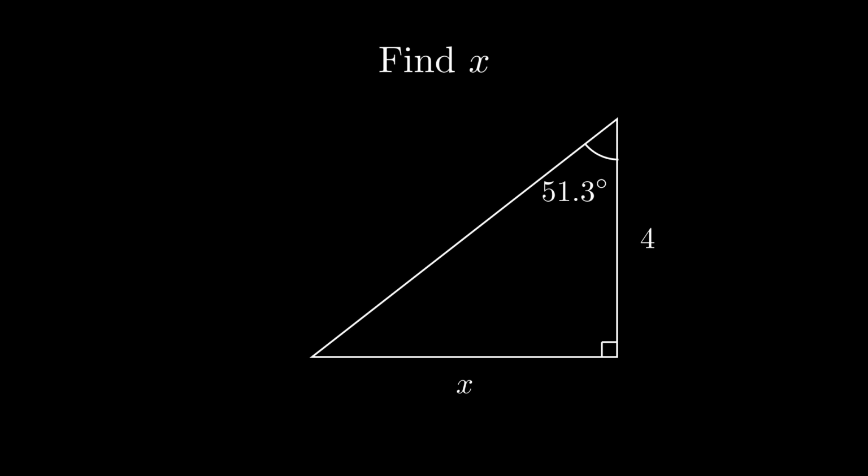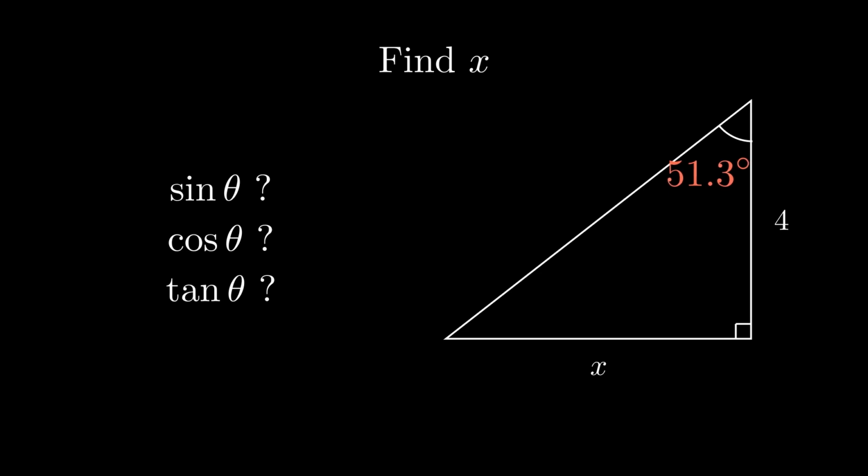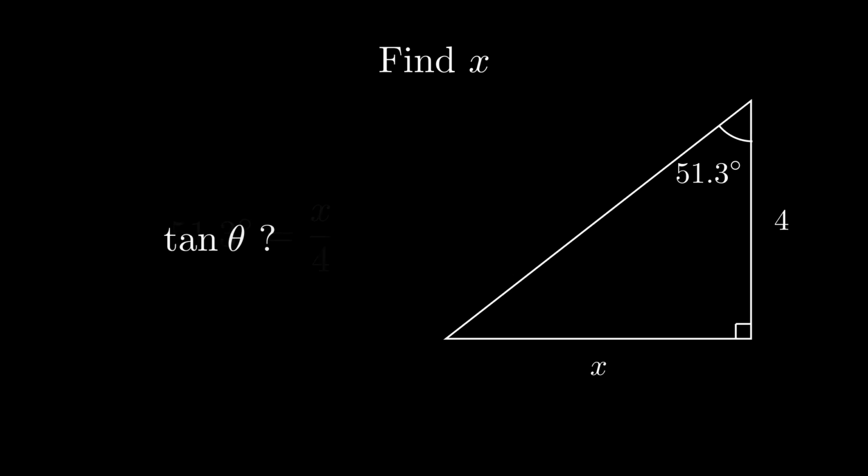For this second triangle, let's try to find the value of x. Pause the video and try for yourself first. First, for a problem like this, you must determine which trig function to use. Using the known angle, we notice that sine or cosine would not work here, as it would either introduce a new variable or not include the variable you're finding at all. Thus, we use tangent here. Using SOH CAH TOA, we know that tangent 51.3 degrees is x over 4. Isolating for x, we get 4 tangent 51.3 degrees is equal to x, or approximately 5.